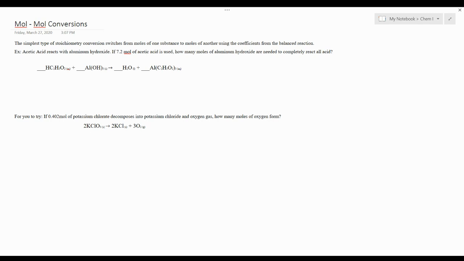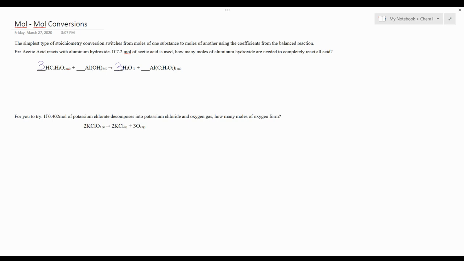Every stoichiometry problem, we need to balance the chemical equation. I put blanks here to show you that this reaction is not balanced. We've got a double replacement reaction. If we put a 3 in front of this one, that'll balance the acetate, the C2H3O2 on both sides. And if we put a 3 here, that finishes balancing the reaction.